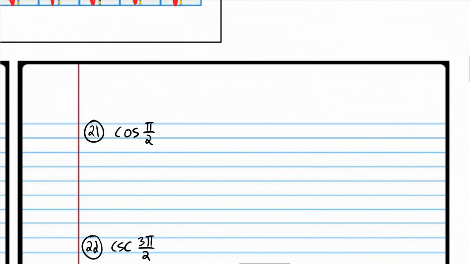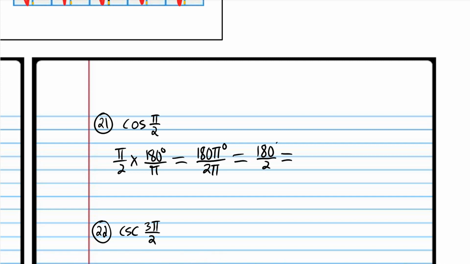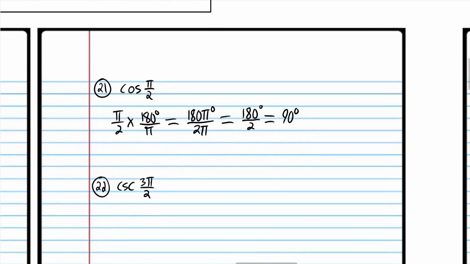Okay, so now we have another collapsed triangle because pi over 2 is 90 degrees. We get 180 pi degrees over 2 pi, and we get 180 over 2, 180 degrees over 2, which is 90 degrees. So cosine pi over 2 is the same thing as cosine 90 degrees.